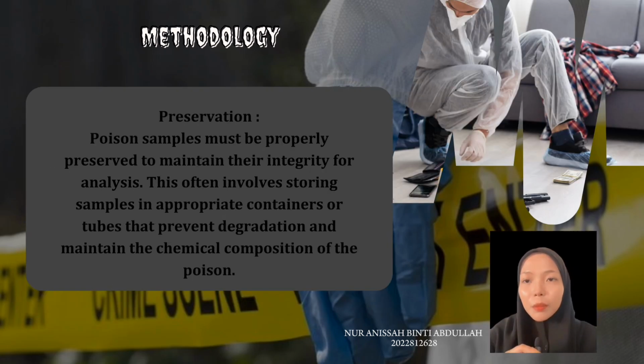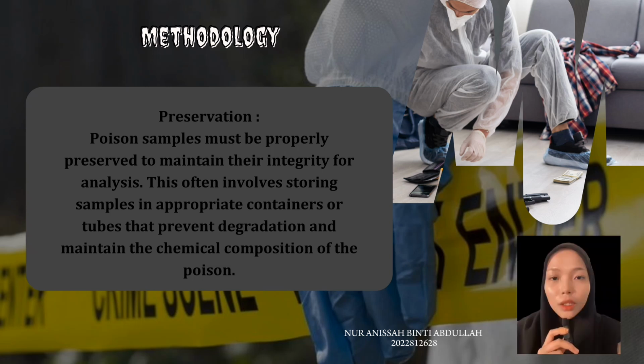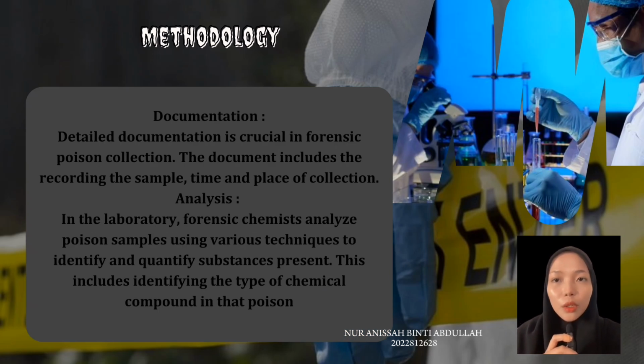Preservation. Poison samples must be properly preserved to maintain their integrity for analysis. This often involves storing samples in appropriate containers or tubes that prevent degradation and maintain the chemical composition of the poison. Next is documentation. Detailed documentation is crucial in forensic poison collection. Documents include recording the sample, time and place of collection. Lastly is analysis. In the laboratory, forensic chemists analyze poison samples using various techniques to identify and quantify substances present. These include identifying the type of chemical compound in that poison.